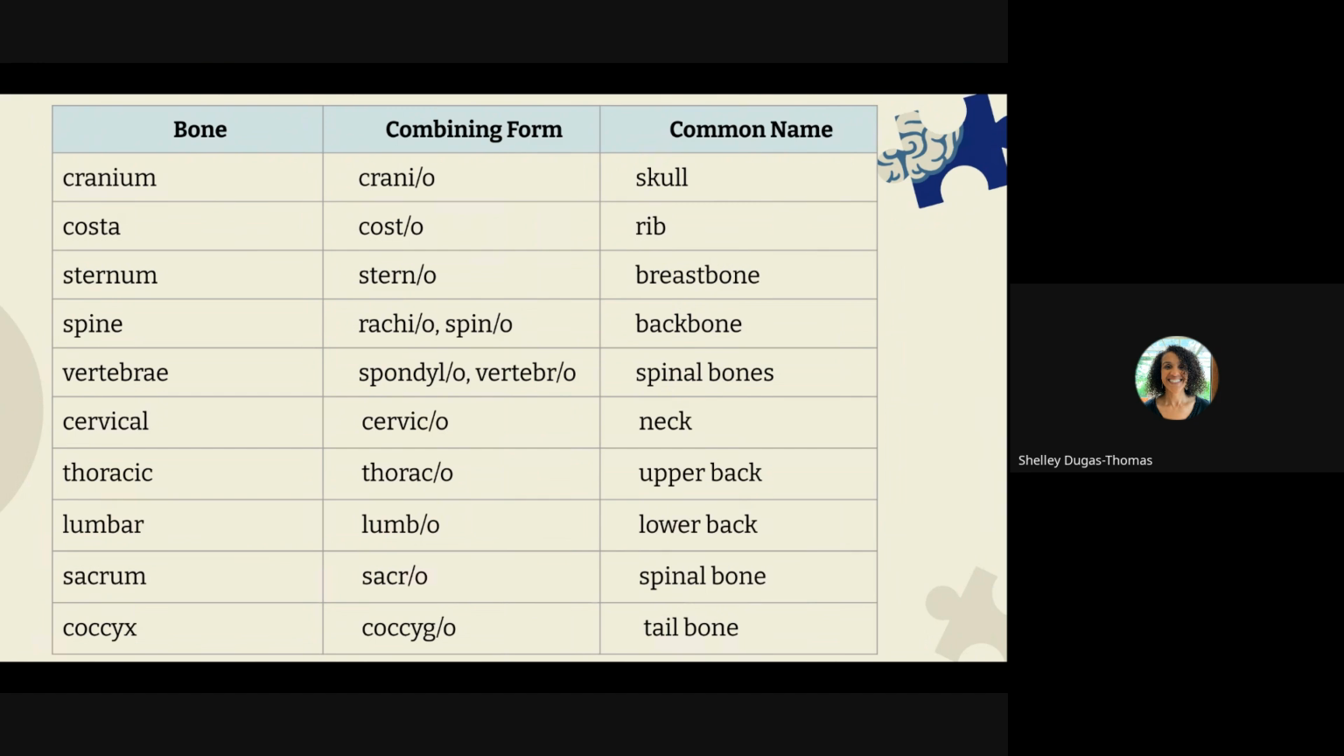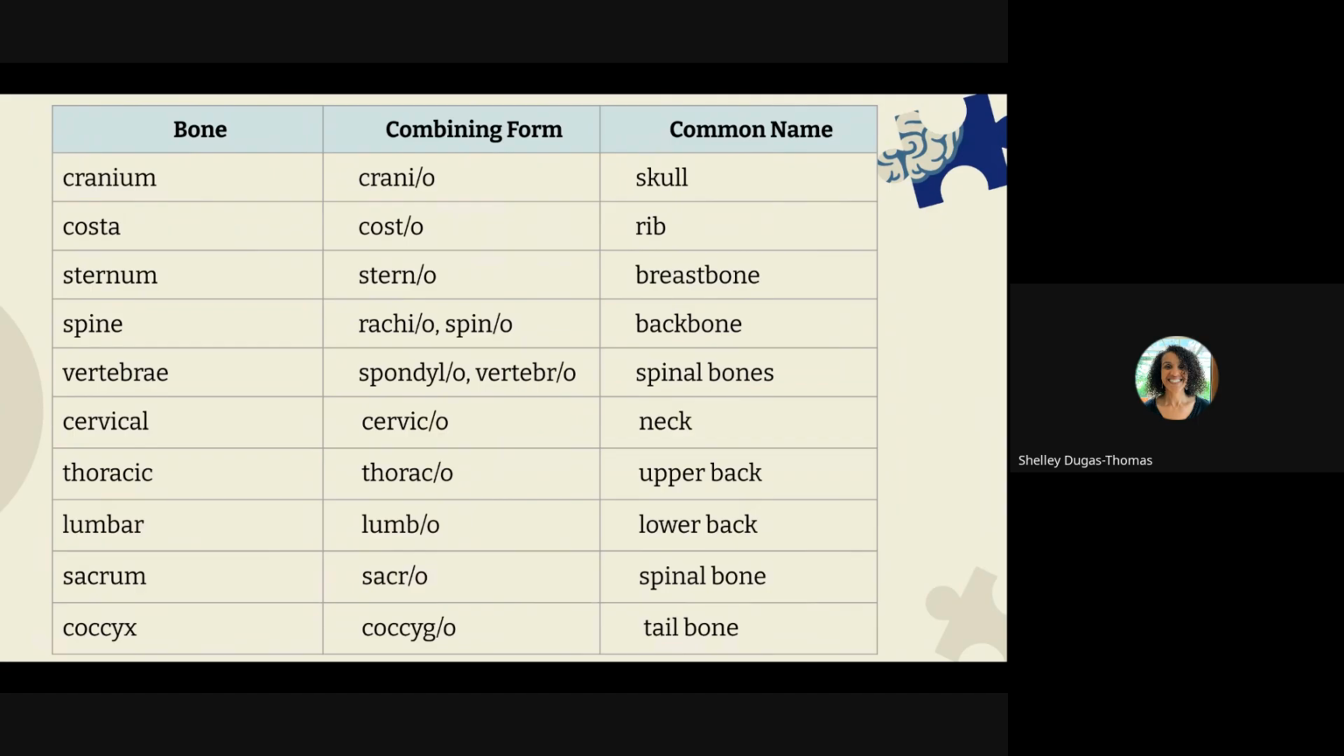So some word breakdown: you have cranio, which is skull. Craniotomy is a surgical procedure in which the neurosurgeon temporarily removes a section of the skull called the bone flap, usually to remove a tumor or a clot. Costo is rib. Notice the common name is costa. If a patient has pain between their ribs, it's called intercostal pain, inter meaning between.